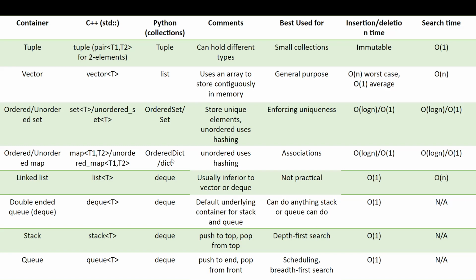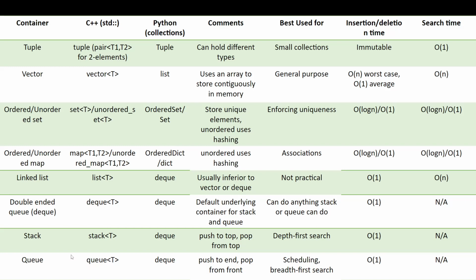And so your index needs to be comparable if you're using ordered, and it needs to be hashable if you're using the unordered version. And it has the same search, insertion, and deletion time as set. The last four rows on this list are different versions of linked lists.